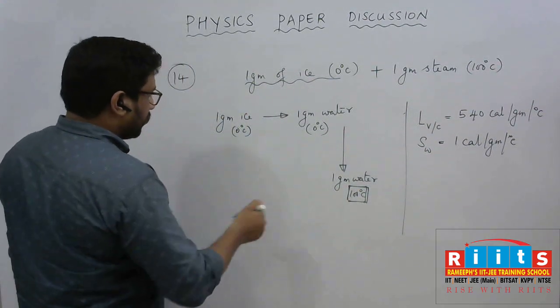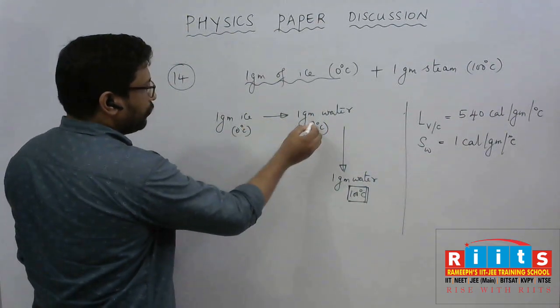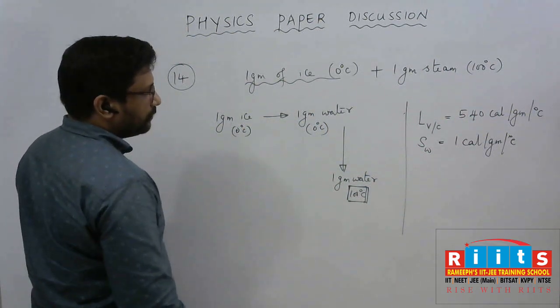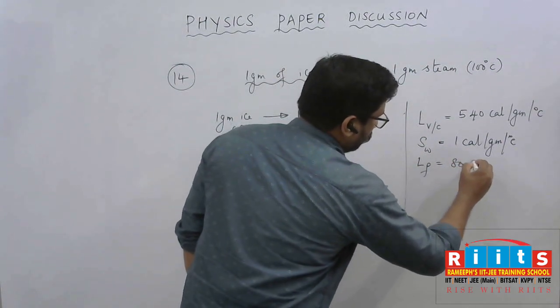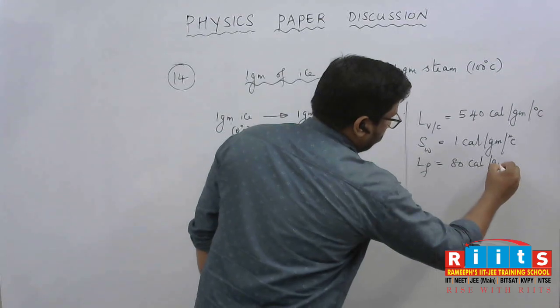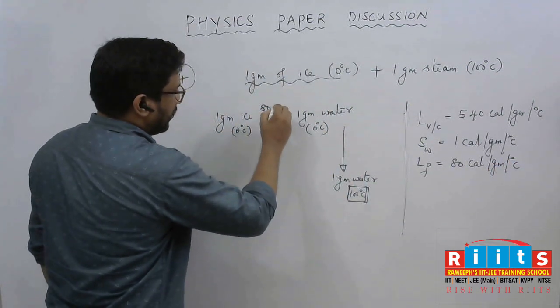So what will happen? For converting 1 gram of ice to 1 gram of water, this is a fusion process, we require the latent heat of fusion. You must know that it is 80 calorie per gram. So for this fusion process, 80 calories of heat are required.